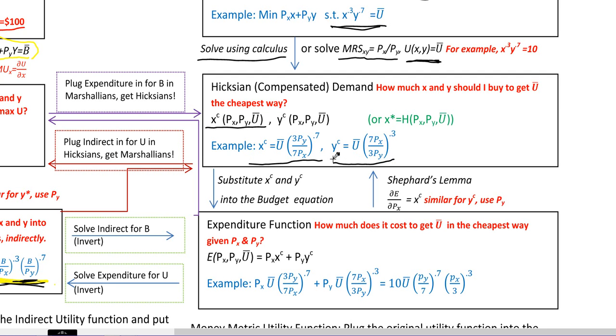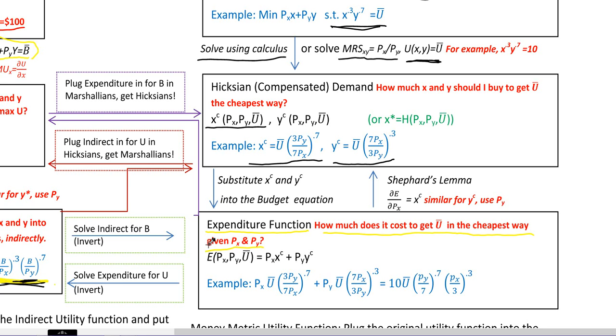What can you do with the Hicksian demand once you have it? Well, sometimes what people want to do is get something called an expenditure function. How do you do that? Well, first, what is it? An expenditure function asks the question, how much does it cost to get a certain amount of utility the cheapest way, given two prices, price of X and the price of Y?